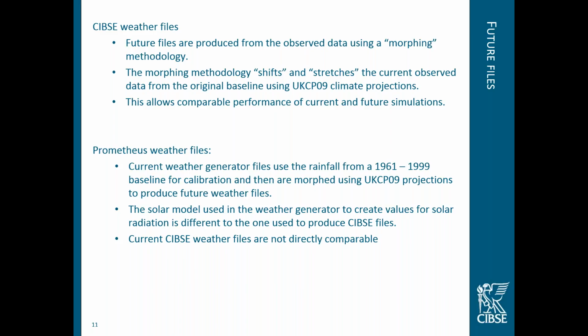Now, the Prometheus weather files are produced using the weather generator, and this uses the rainfall from a 1961 to 1999 period as baseline for calibration, and then these are morphed using the UKCP09 projections to produce future weather files. The other difference with Prometheus weather files produced by the weather generator is that the solar model is different. The solar model used to create the solar radiation values is different to the one CIBSE uses to create design summer years. So if you have a current CIBSE file for Leeds, for example, and you want to use a Prometheus file to compare with the future, then you can't actually directly compare them.